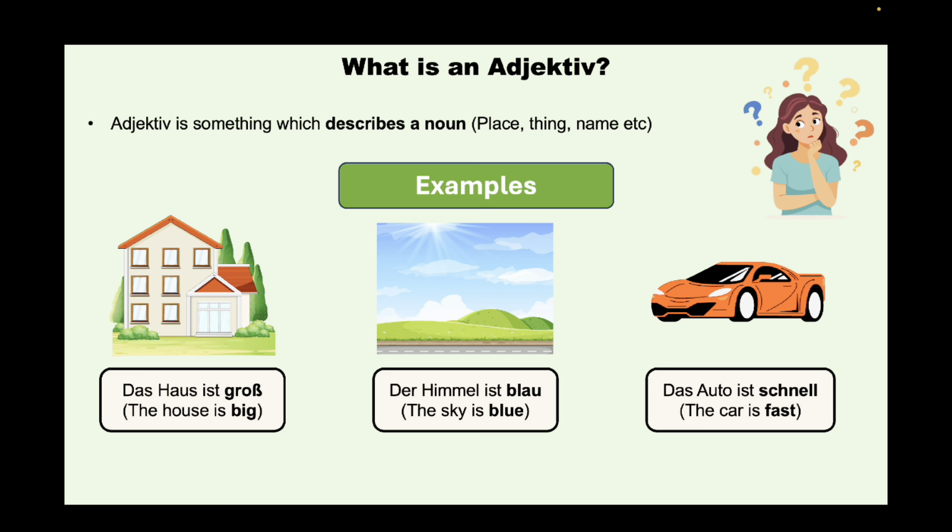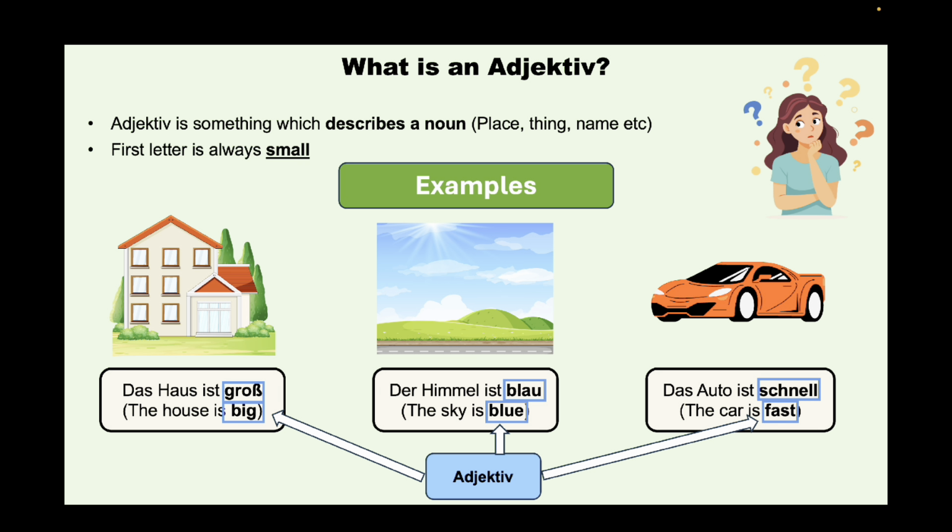In the first example, groß and big, these describe the house. So these are adjectives. In the second example, der Himmel ist blau. Blau, or in English blue, is something which describes the sky. So this is the adjective over here. And in the last one, yes, I know, you guessed it, schnell or fast is the adjective, as this describes das Auto or the car.